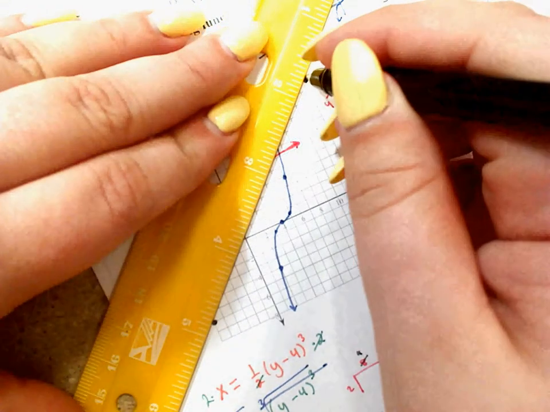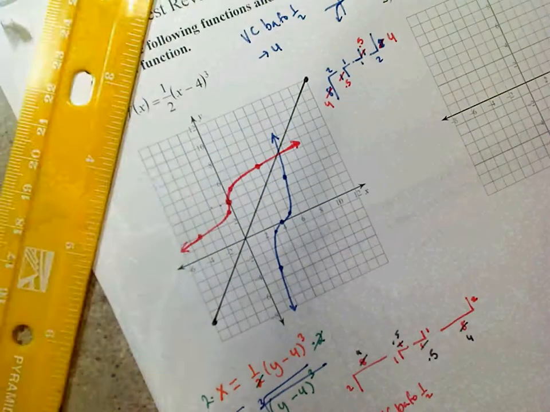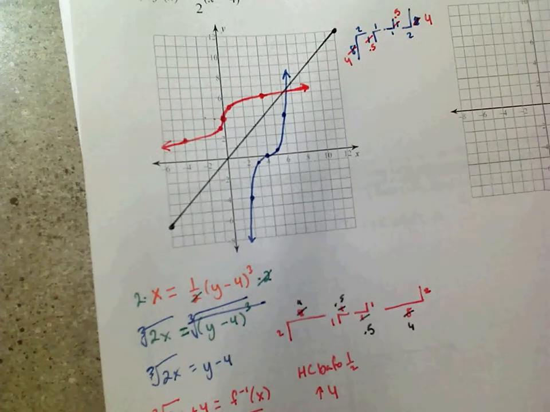And as long as your graph is a reflection across that line, then you're good. Okay? And that definitely looks like a reflection. So we're good.